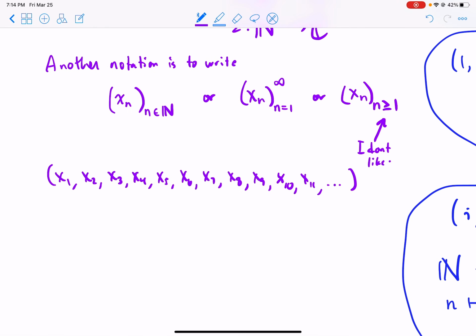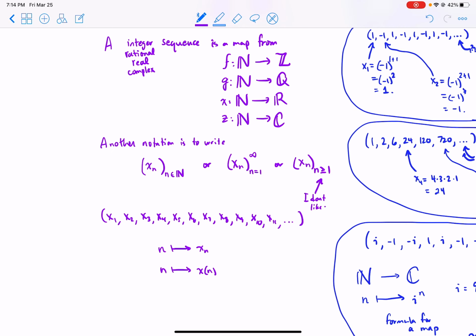But anyway, better is to say n goes to x sub n, or n goes to x of n. And that way, if this map is named that, then you'd take an input and you'd say x of n. Or, for f, you could say f of n equals n factorial, maybe. And that's how we usually write down maps. So you can do that too.